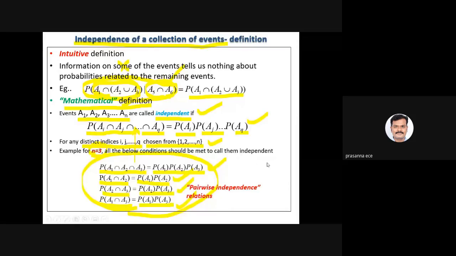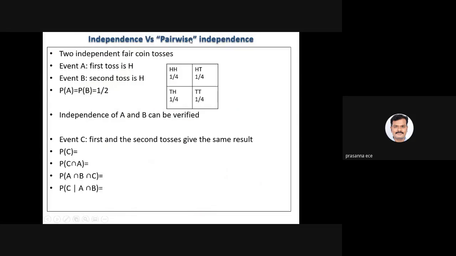Now we want to ensure that pairwise independence does not mean total independence. For that I have taken a particular example. Consider the example of 2 independent tosses of a fair coin. In this experiment, we define 2 events. Event A is the first toss is H, and event B is the second toss is H.